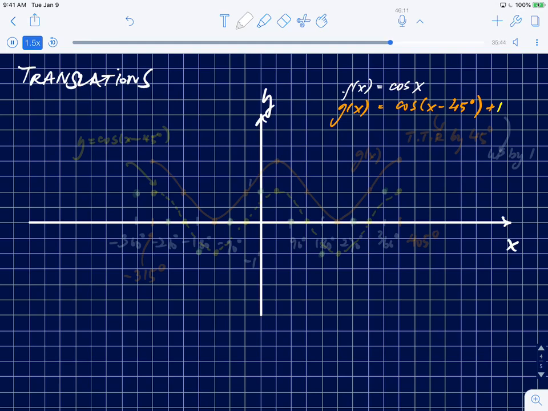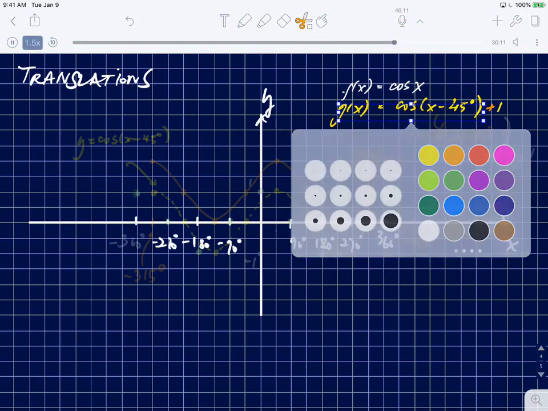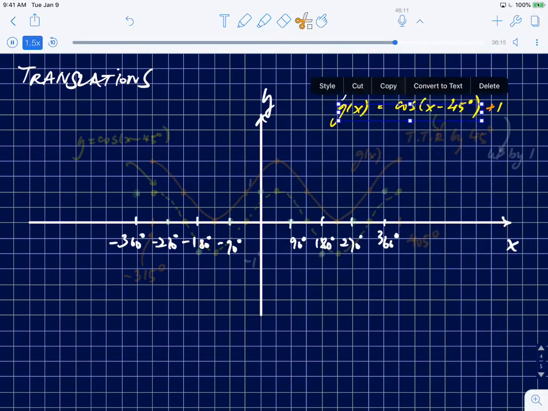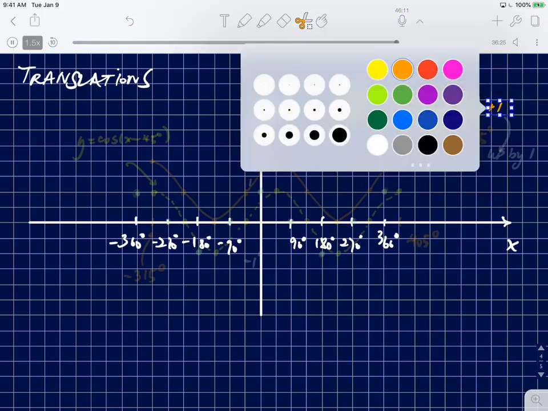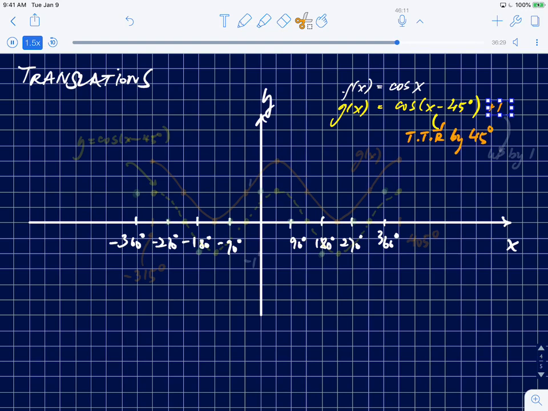Okay, so I'm going to start with the first one. We're only going to draw, I guess, into 360. So this would be our 90, 180, 270, and 360. Yeah, well, and a bit past because of our shift. And negative 90, negative 180, negative 270, and negative 360. Now, what does negative 45 stand for again? What direction are we moving in? Yep, to the right by 45 degrees. And the plus 1? Up by 1.